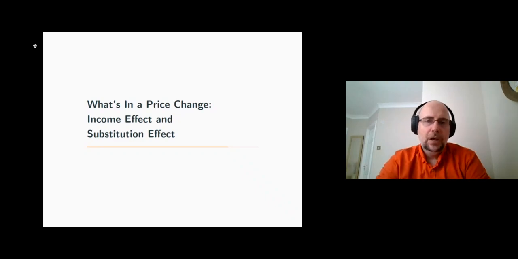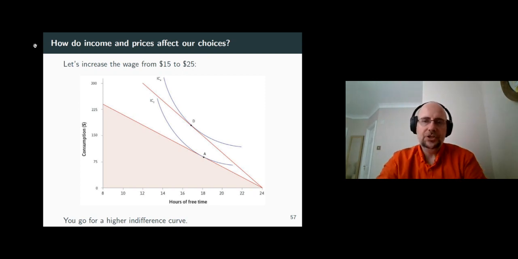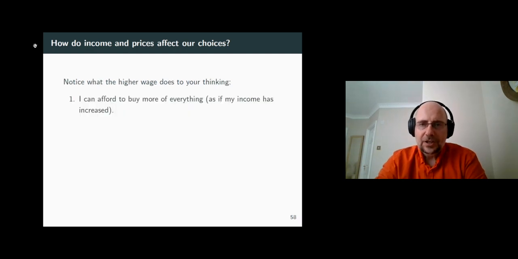In the previous video, we saw that when a price changes, it triggers a variety of potential consumer responses, driven by the change in the feasibility constraint. For example, the change in the wage, that is the price of labor services, from $15 to $25 per hour, gave you the opportunity to buy more consumption, but also more free time. So a change in the price allows you to consume more of everything, as if your income has increased.